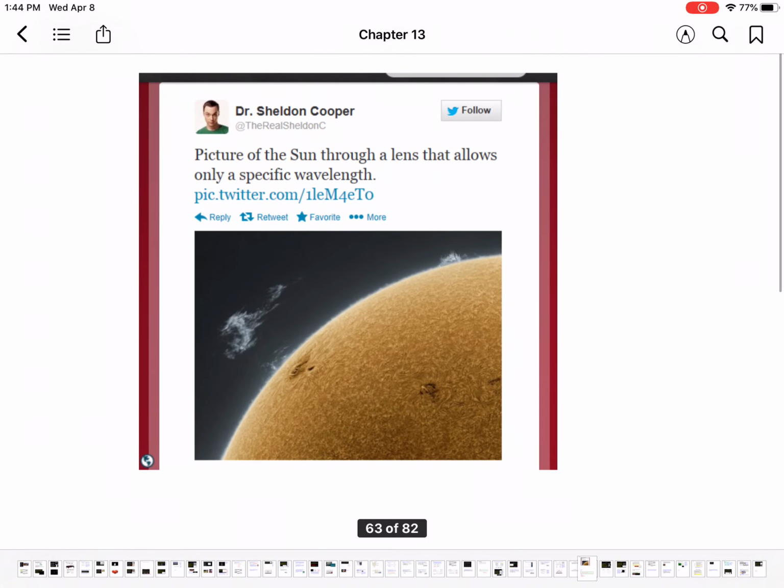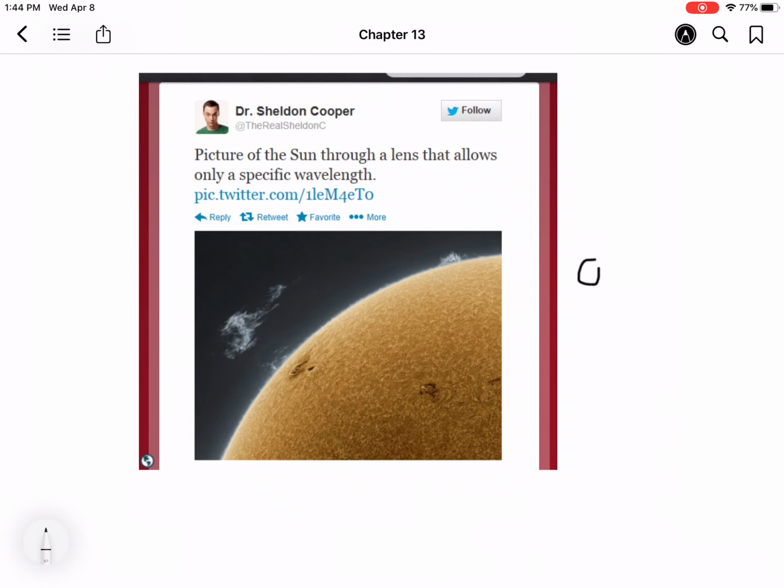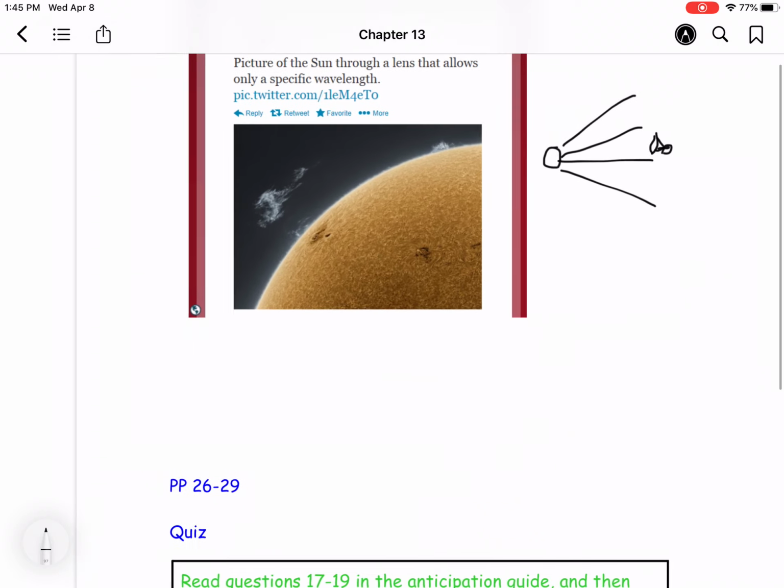So this is how we get pictures in space, right? A picture of the sun only runs a specific wavelength through, but we use lenses in space to allow light to come in. Think about the sun, right? Here's the sun. The sun is sending rays like this, and we're here on Earth, and we want to see the sun. In order to see that, we need to put a lens here that converges the rays back towards us so we can actually see them.